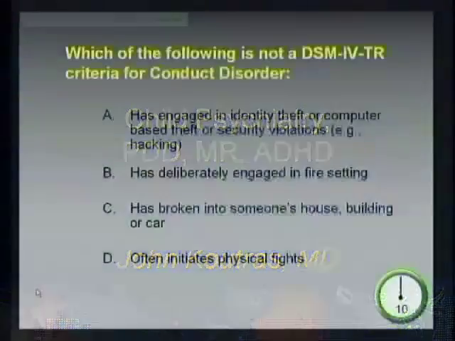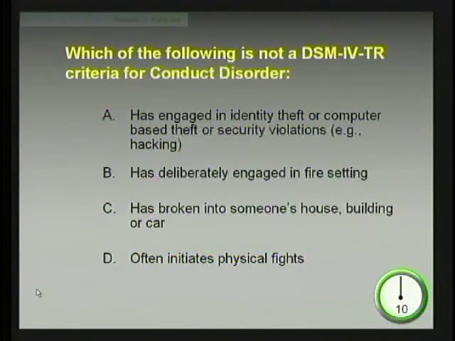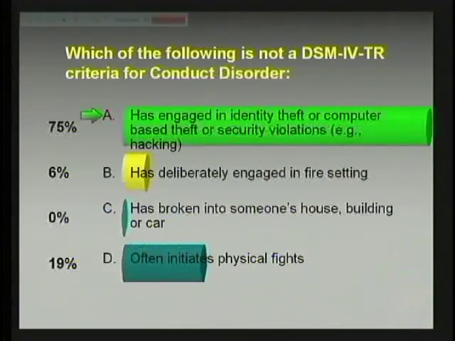Which of the following is not a DSM-4 TR criteria for conduct disorder? A, has engaged in identity theft or computer-based theft or security violations, for example, hacking. B, has deliberately engaged in fire setting. C, has broken into someone's house, building, or car. D, often initiates physical fights. Yep, and the correct answer is A.